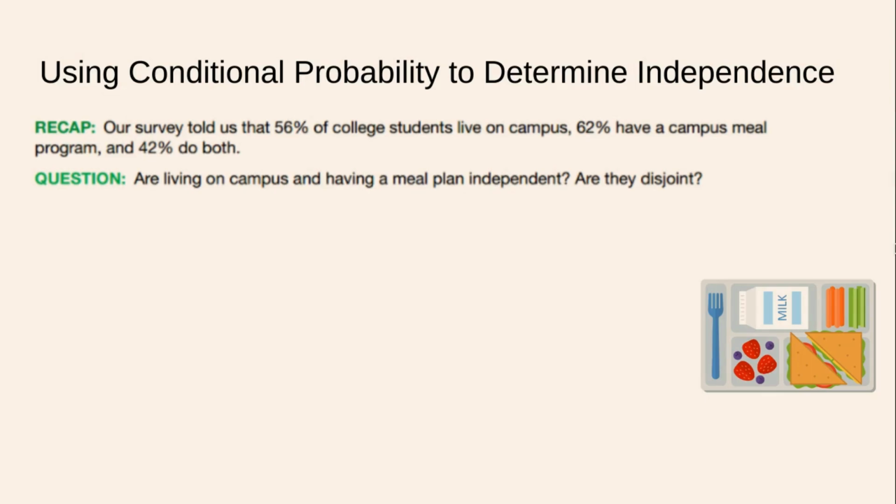As a reminder, disjoint means that if 2 events are disjoint, they cannot happen at the same time. Independent means the occurrence of one does not affect the likelihood of the other. So again, disjoint is cannot happen at the same time, and independent is the occurrence of one does not affect the probability of the other. Those are very, very different. Okay? So think about it. Are living on campus and having a meal plan independent, and are they disjoint?